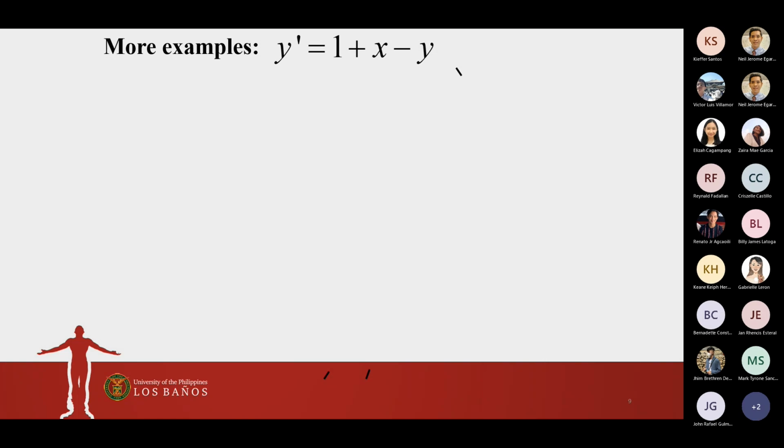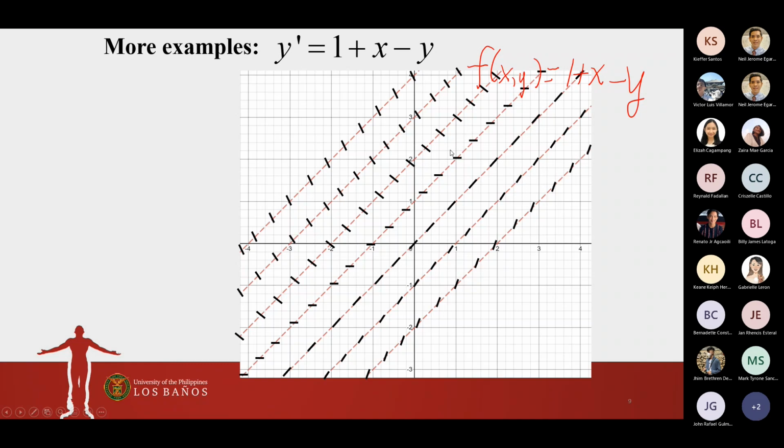Again, this guy, kailangan muna natin i-check if this is already in the desired form. First, it is of order 1. The highest derivative is of order 1. And it is in explicit form because y prime is isolated on one side. Okay, so that means our function f of x, y will be 1 plus x minus y. Ngayon, gagawa ko ng mga isoclines.